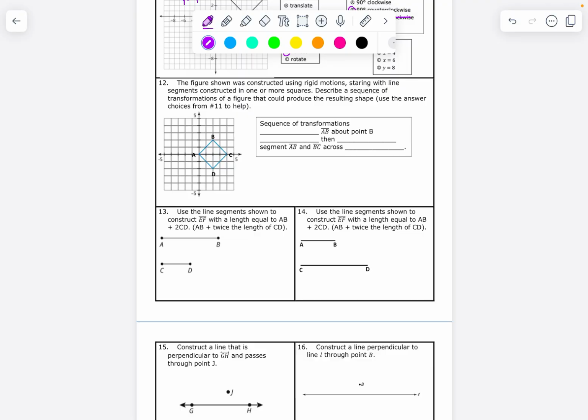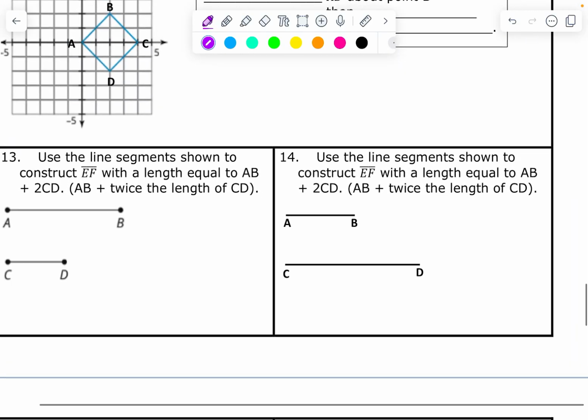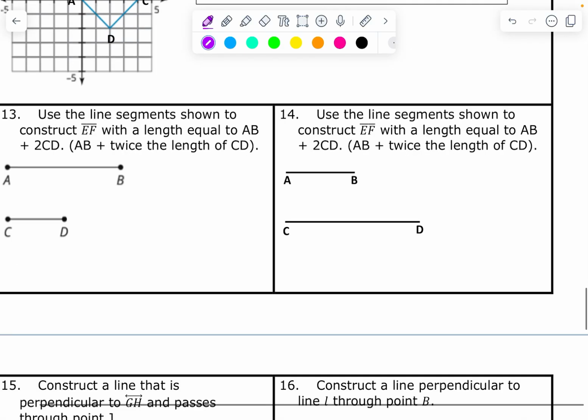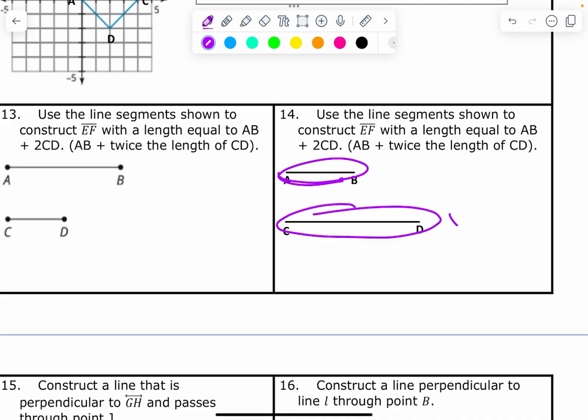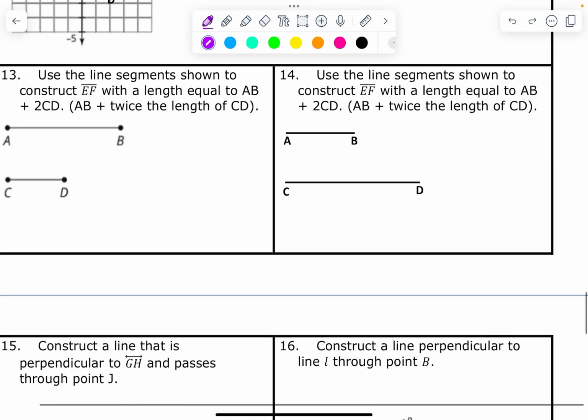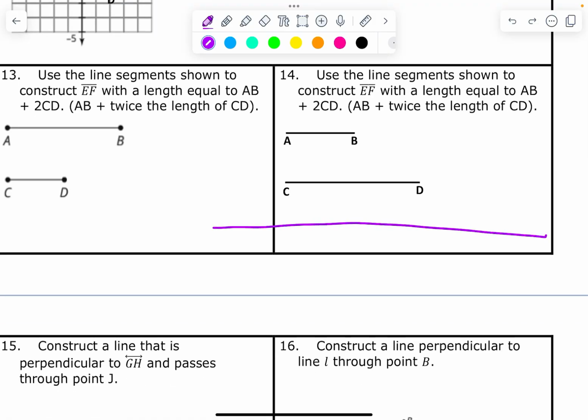Number 14. Use the line segment shown to construct EF with a length equal to AB plus 2CD, excuse me. Basically that just means we're going to take this and then we're going to take this twice, put them together, and it's going to create a longer line. I don't have a compass that I can show you here, so I'm going to do this with circles instead. It's going to get interesting, but just stay with me.